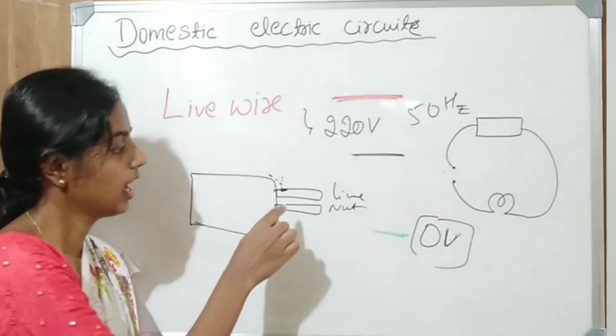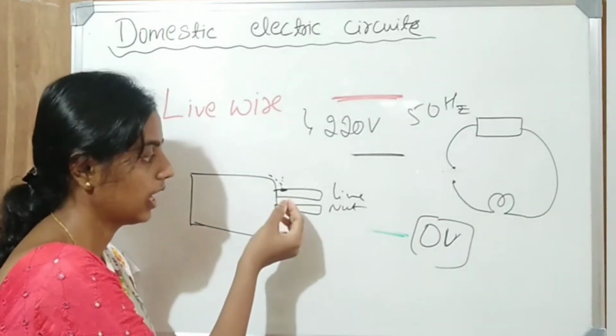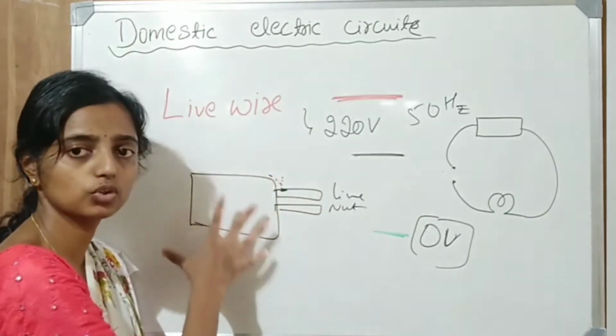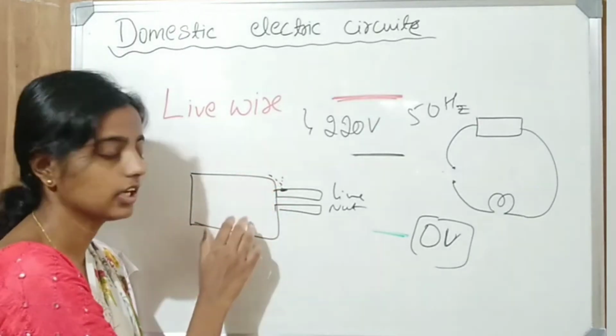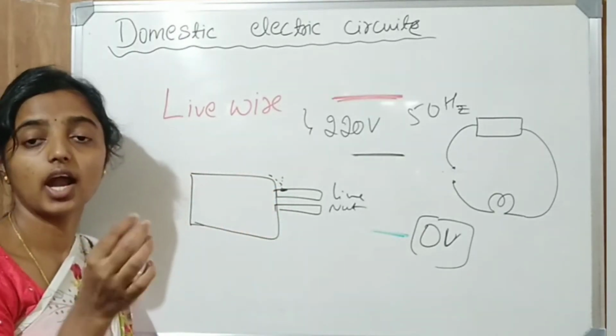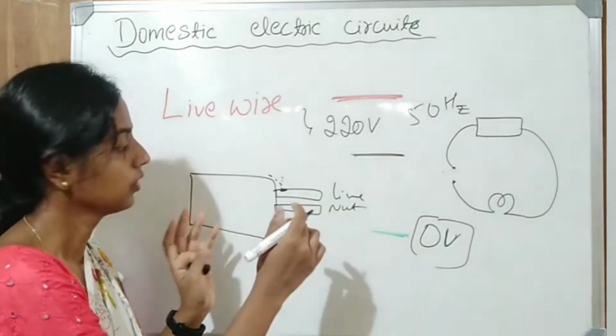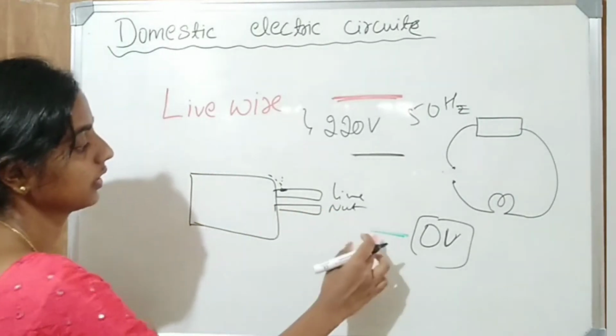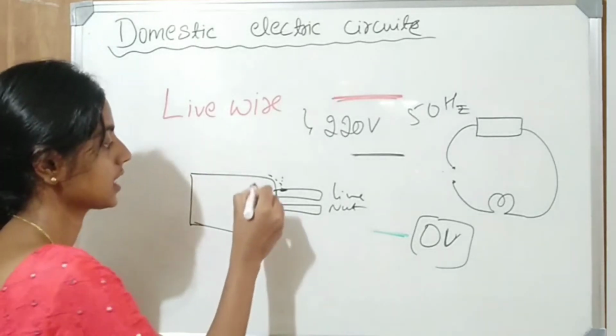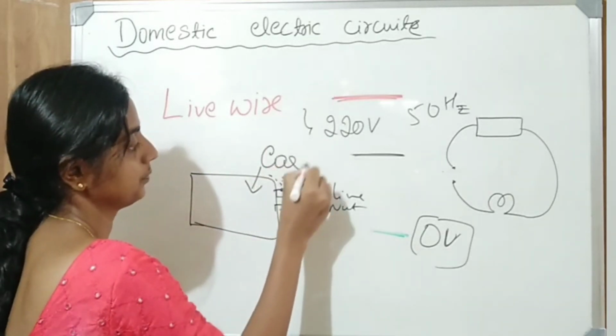When the live wire has a small breakage, the electrons will flow through the metallic body, and if we touch it, we will experience a shock. And to avoid that shock, the green color wire, the earth wire, is connected. Earth wire.